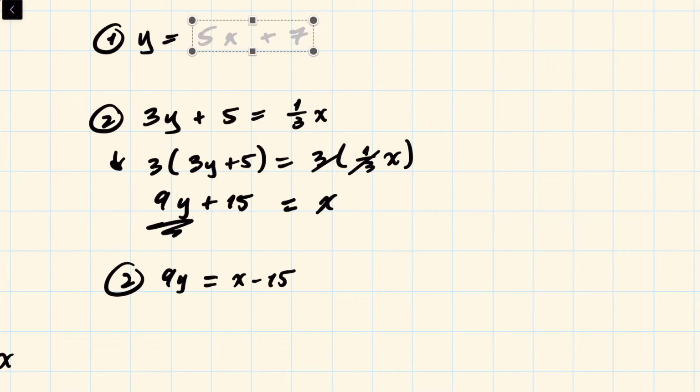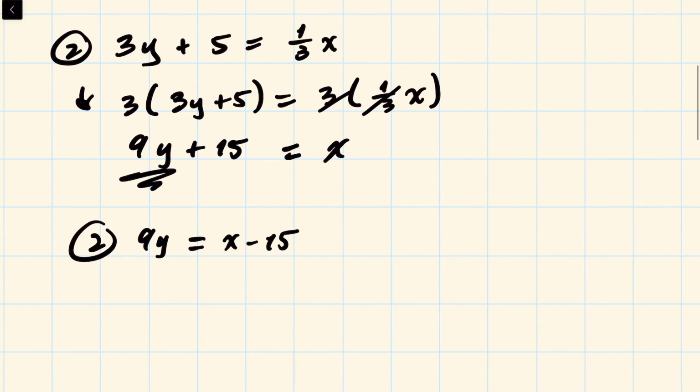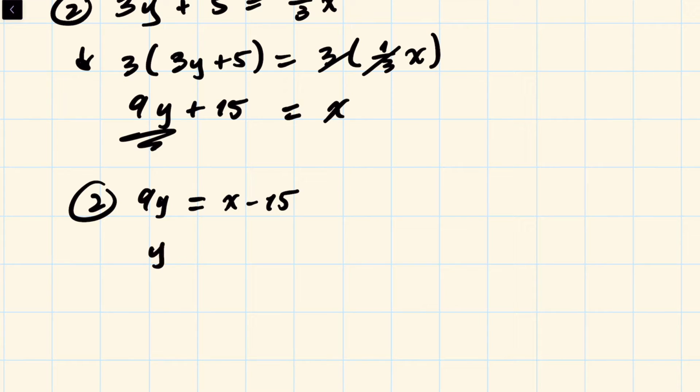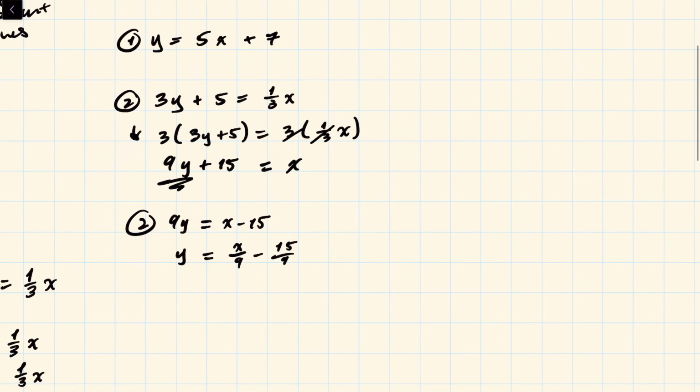Let's turn this back to black. So we can eliminate one of the variables here. We're going to isolate for y here: x over 9 minus 15 over 9, because I'm just dividing this by 9 and this by 9. Right, so now we have that equation, and this one up here.